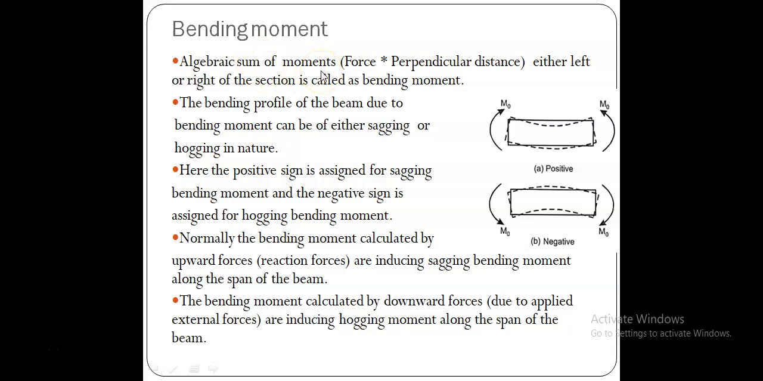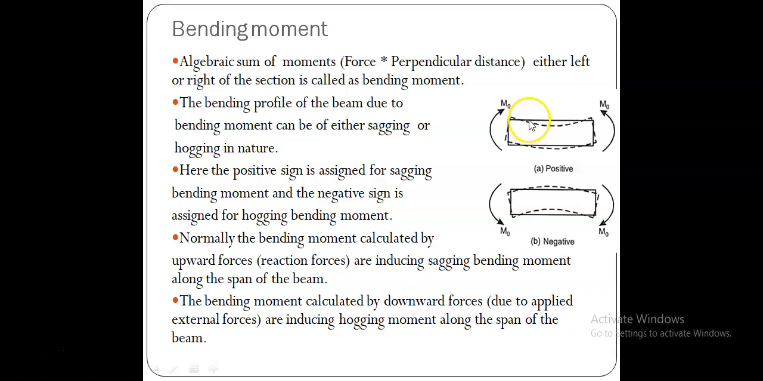So bending moment is nothing but an internal force offered on this beam due to external transverse forces. This bending moment is calculated by making the algebraic sum. It should be calculated at any section, because every section has a different magnitude of bending moment. Like that, the bending profile of the beam due to bending moment can be either sagging or hogging in nature.